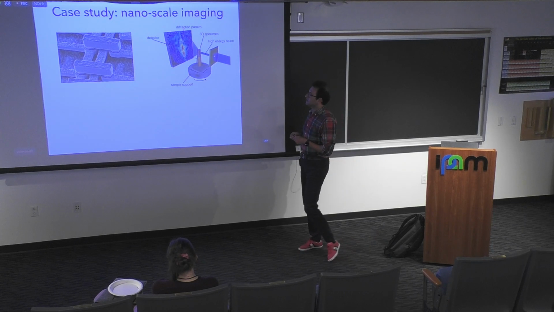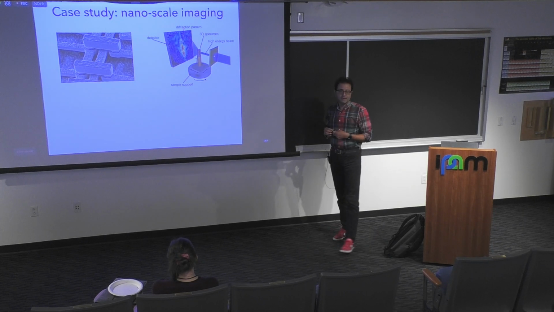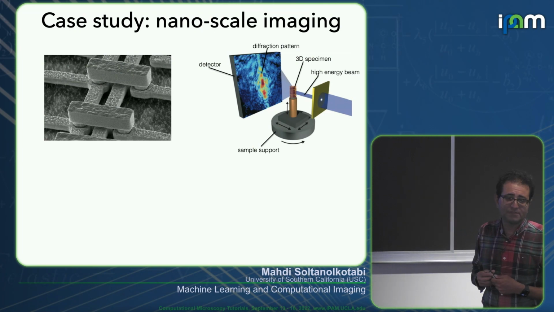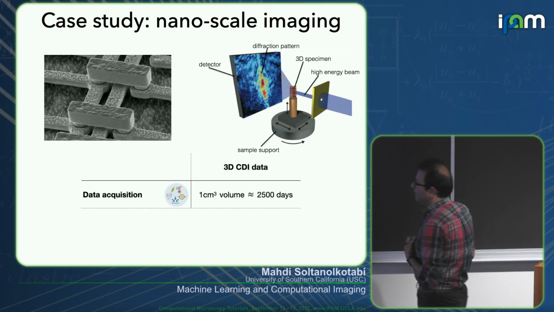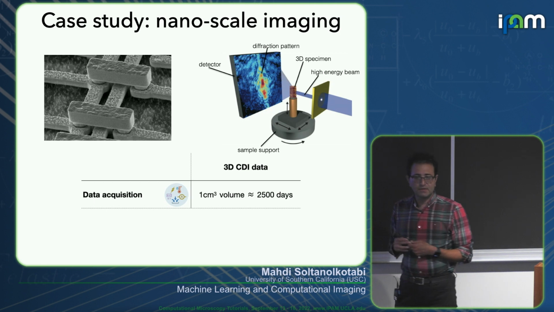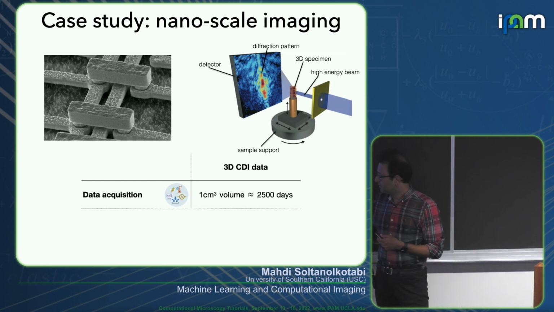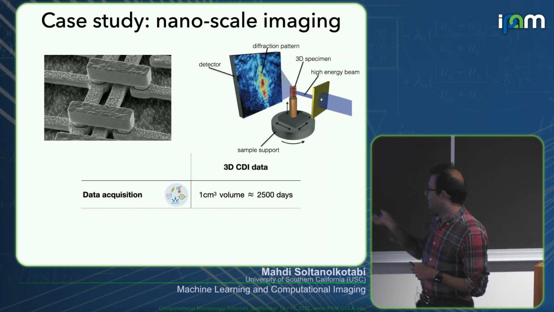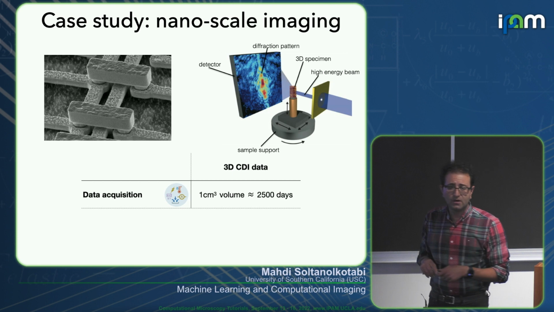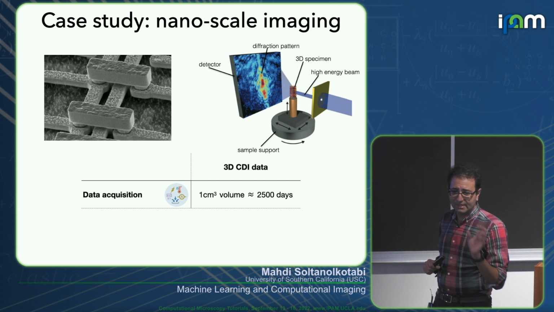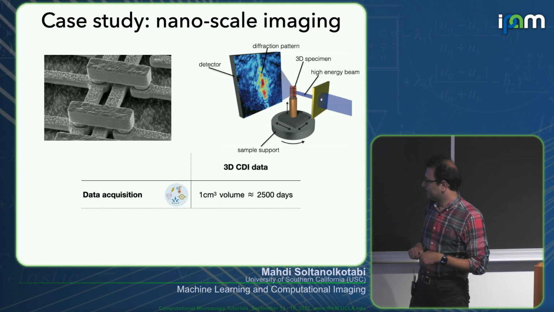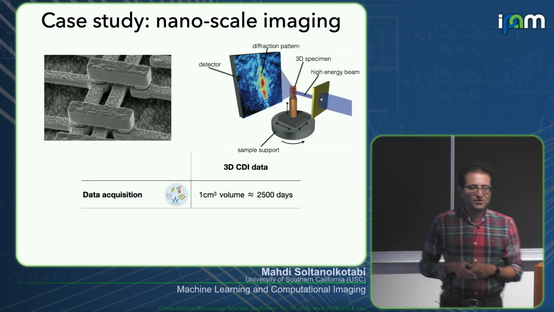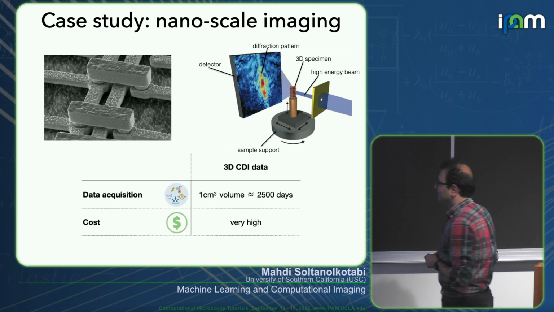So some simple case studies, like for example, if you look at a nanoscale application, if you're really trying to image things as fine grained as electronic chips, the data acquisition could take a very long time. I remember we had this IARPA project a few years ago where the calculation was, if you want to image at the level of resolution they were interested in, a 1 centimeter cube volume, it might take you 2,500 days, right? So it can be very slow.